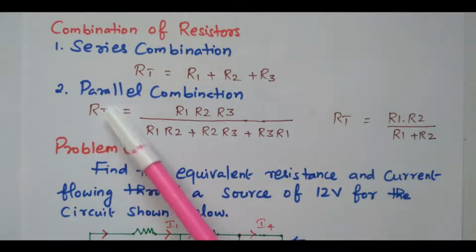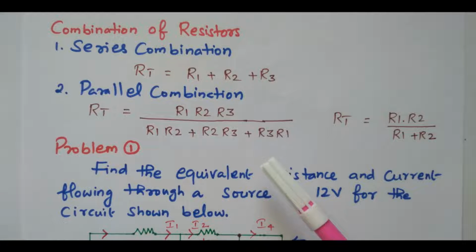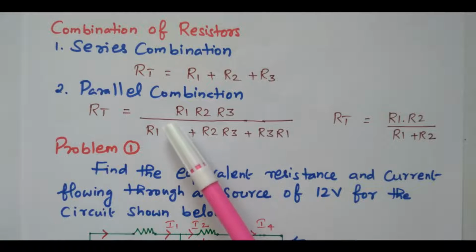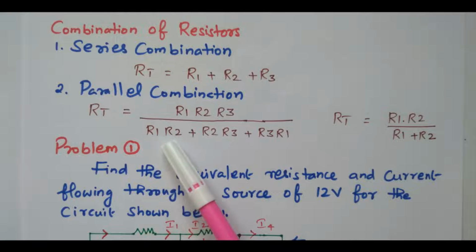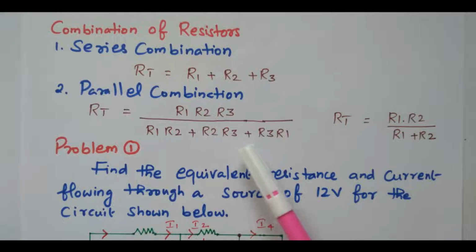In case of parallel combination, if three resistors are connected in parallel, the resultant value will be R1 R2 R3 divided by R1 R2 plus R2 R3 plus R3 R1. Suppose two resistors are connected, then it is R1 R2 divided by R1 plus R2. So based on this formula, we'll go for the problem. The detailed explanation is available in the previous video; the link is in the description box. Now we'll go to problem 1.